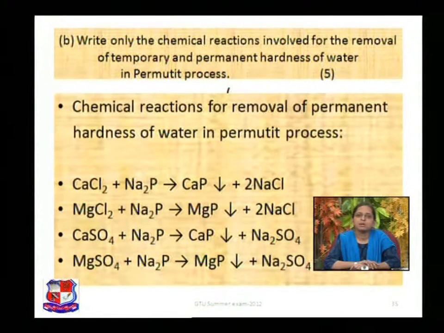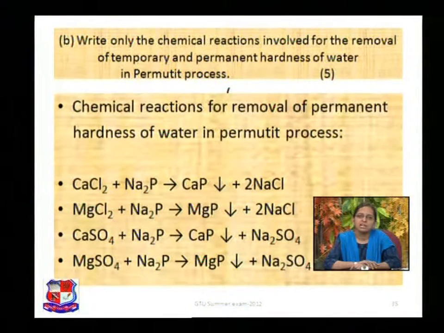Calcium sulfate plus Na2P, that is going to give CaP. Okay, so you can see very clearly again calcium is getting replaced by sodium and sodium is getting replaced by calcium in the chemical reaction. So you don't have to mug up the reaction, but simply write down. If you are able to write 2 reactions, then automatically the rest you will follow.